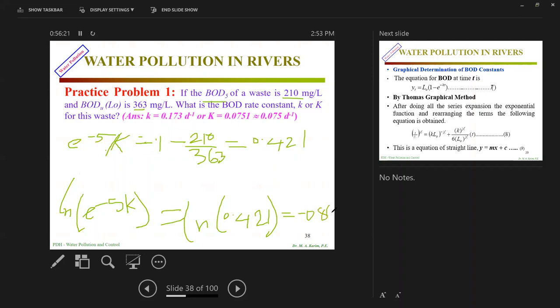Now, if I take a log, this is e base, then e base and log, then the value would be just the power. So in this case, minus 5k would be equal to negative 0.86. Now from here, small k would be equal to 0.172. So we need to still inverse, but that's what I'm saying. Okay, that's how I did it.